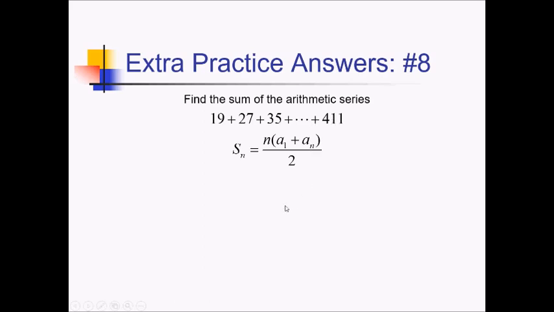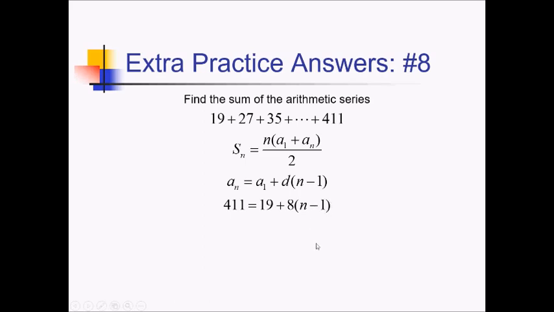So let me use the nth term formula to figure that out. So that's a1 plus d times n minus 1. All of that equals a sub n. Now we know a sub n is actually 411. That's the last term. A1 is 19. The common difference, d, that's going to be 27 minus 19, which is 8. So that'll help us solve for this missing n value, which is the same n value in this sum formula up here. So distributing my 8, I've got 8n minus 8.